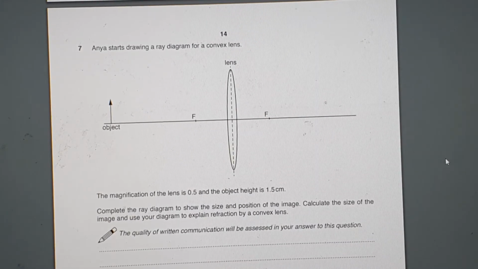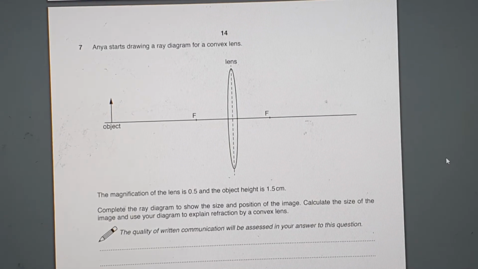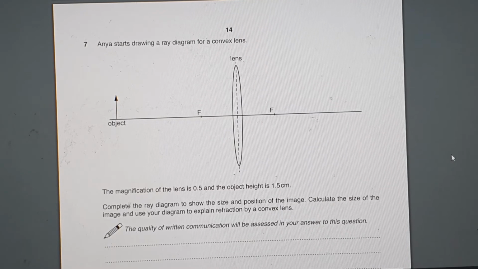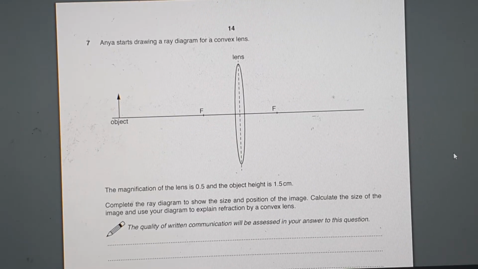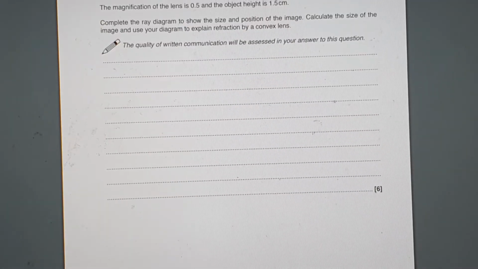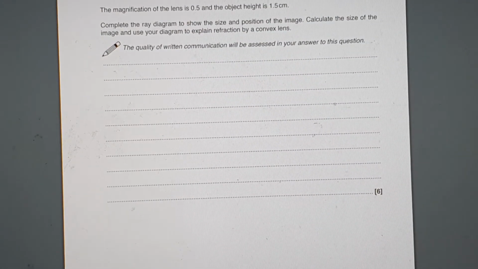All right, so we've drawn the ray diagram to show the size and position of the image. Now we've got to calculate the size of the image and use your diagram to explain refraction by a convex lens. You can see that this is a 6-mark question.